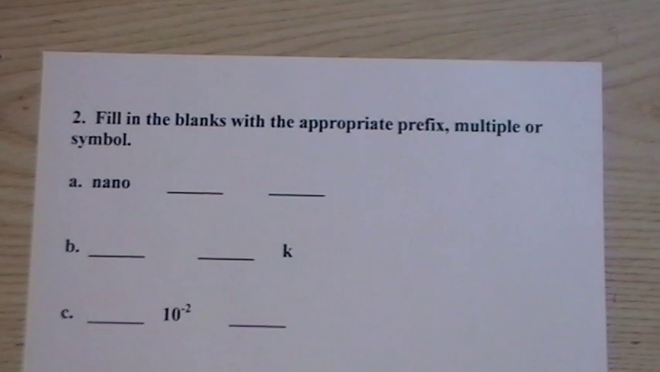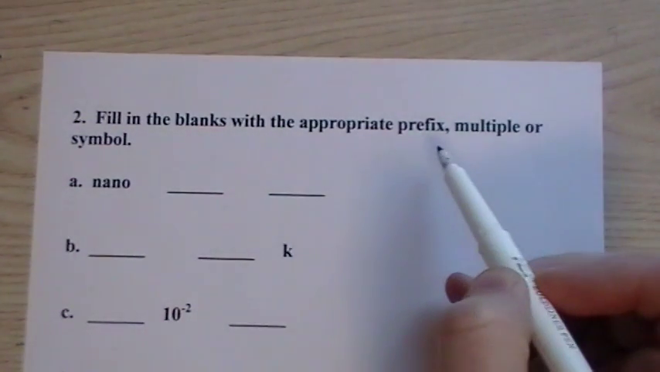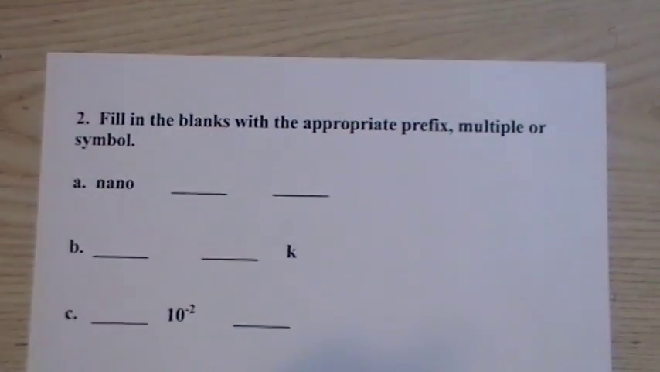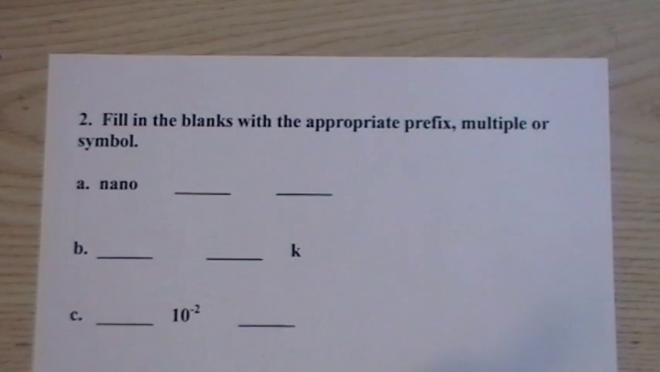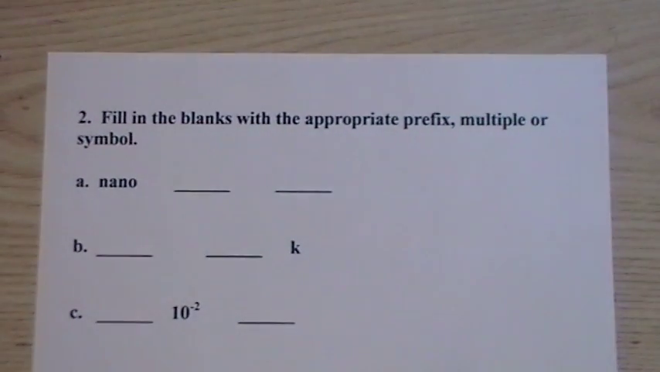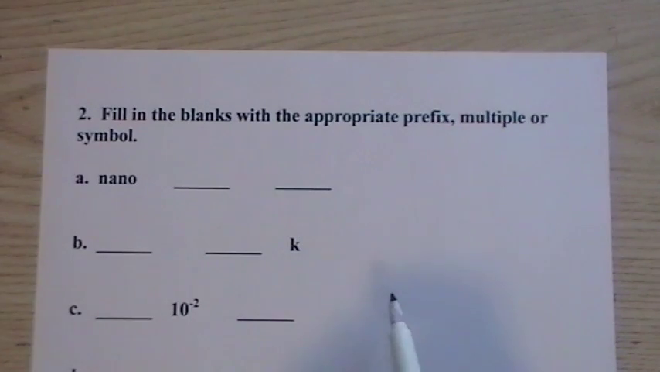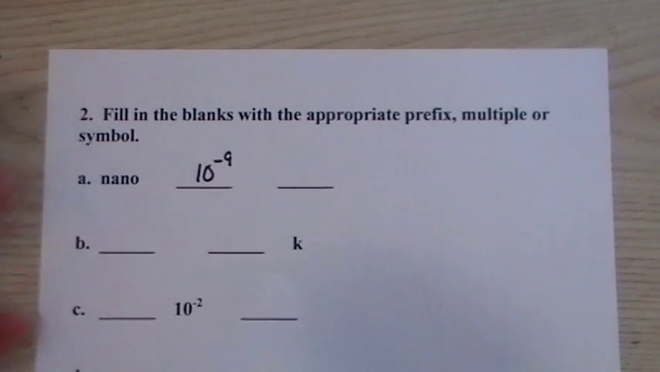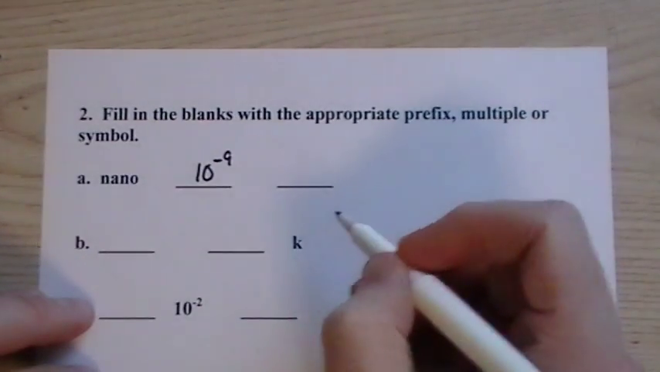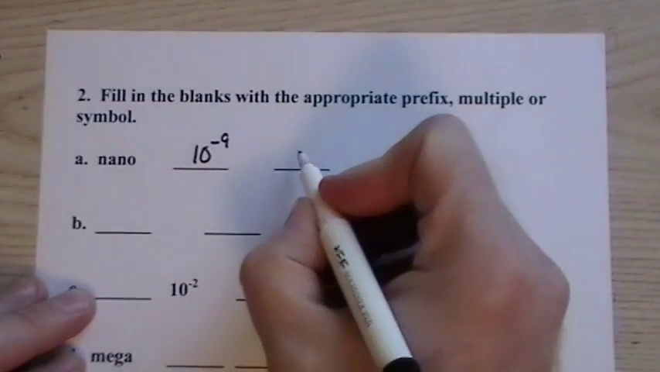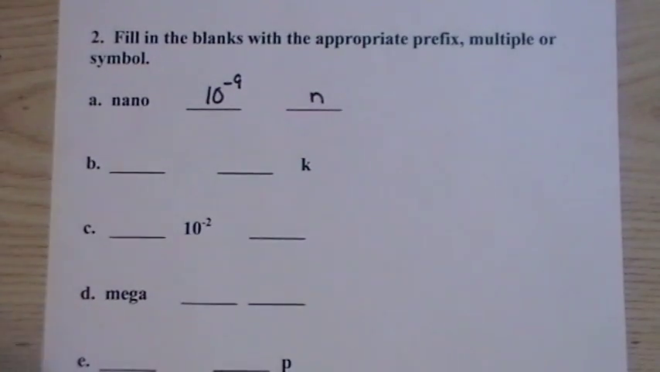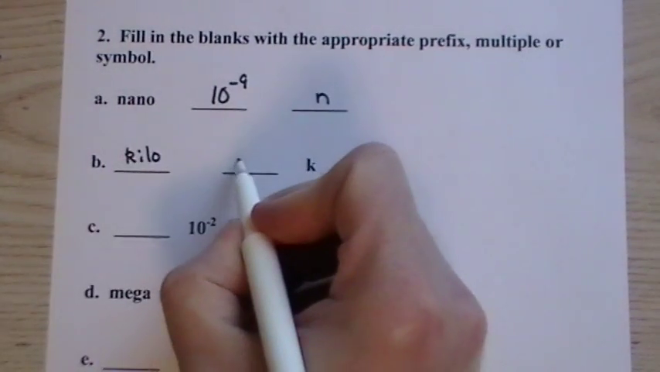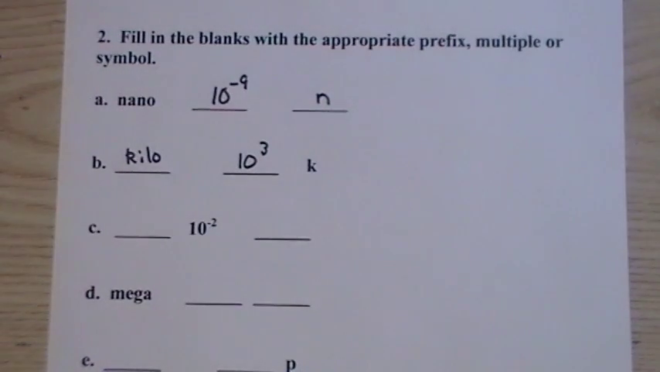What you have to fill in is the appropriate prefix, the multiple, or the symbol. So we have the name of the prefix on the left, on the far right we'll have the symbol, and in the middle we'll have the power of 10 that is related to it. So nano is 10 to the minus 9, and it's not specified nano what, nanometers, nanoseconds. It's just 10 to the minus 9, one billionth, and then lowercase n. So we're just filling blanks. We have k here, and that is kilo, and that will be 10 to the third.